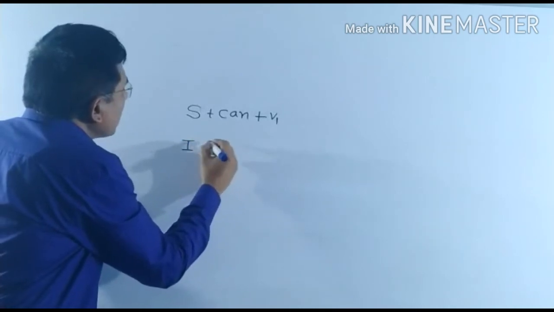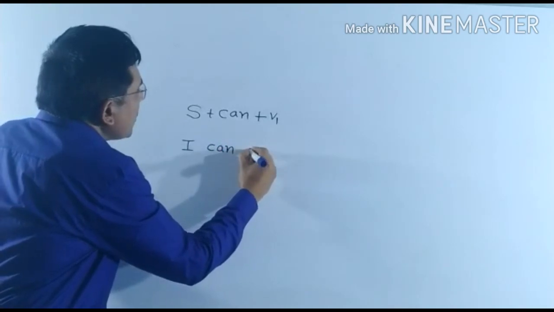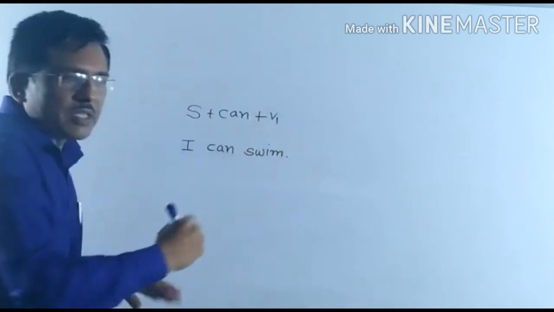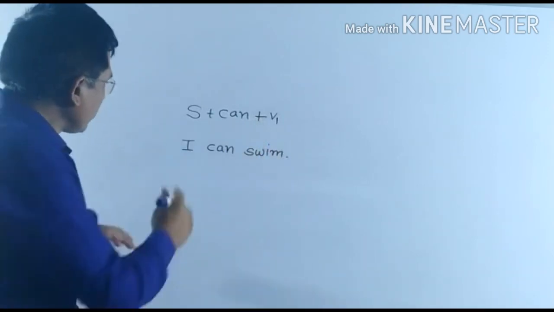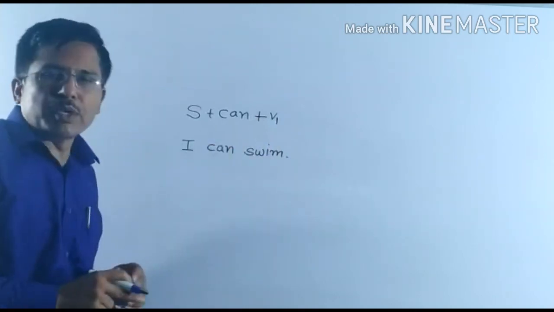I can swim. Here our sentence is ready. I can swim. मी पोहू शकतो.